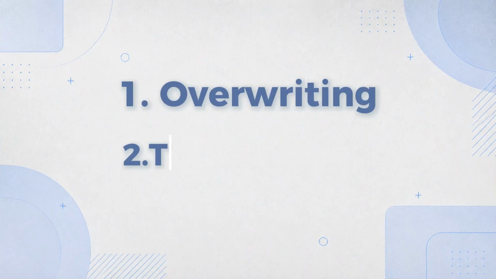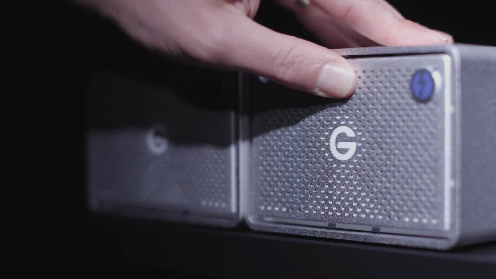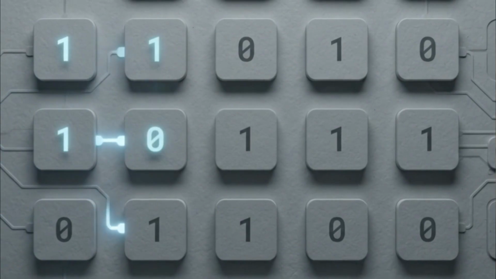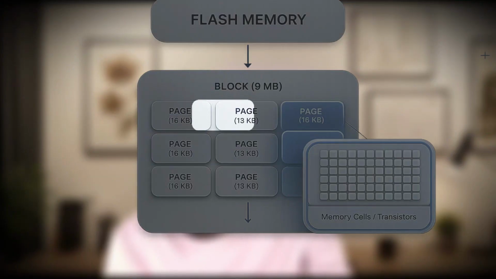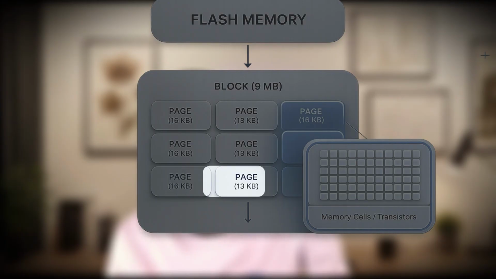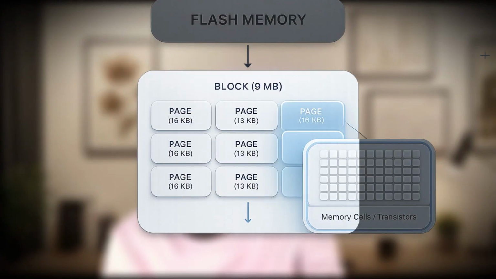The second one is trim on NAND flash memory. Modern smartphones and SSDs use NAND flash memory, which cannot perform direct overwrites like older HDD platters. It reads data in pages ranging from 4 kilobytes to 16 kilobytes and erases data in larger chunks called blocks, which are hundreds of pages grouped together, usually 2 megabytes to 8 megabytes.